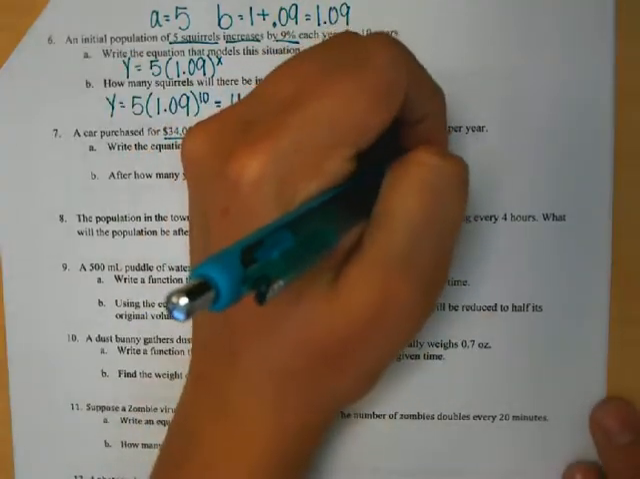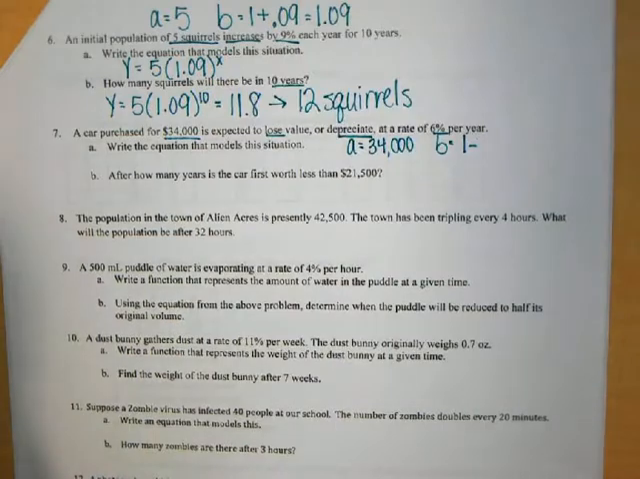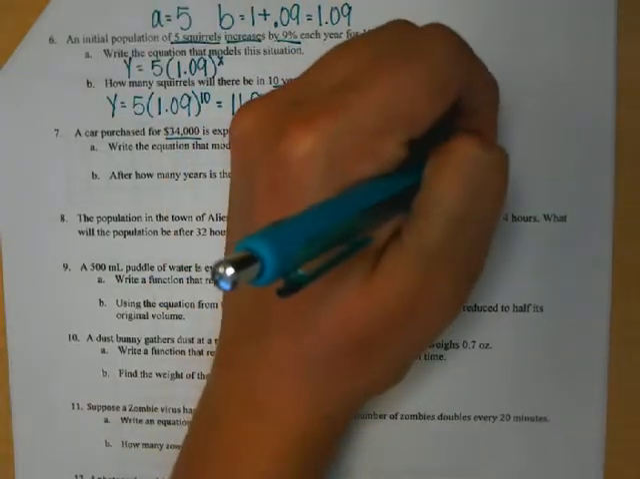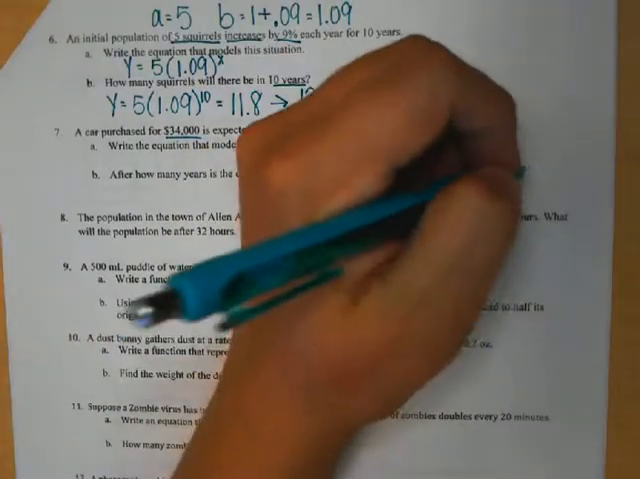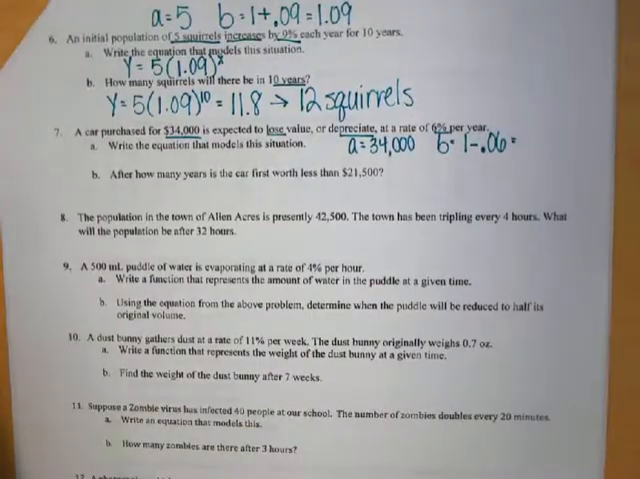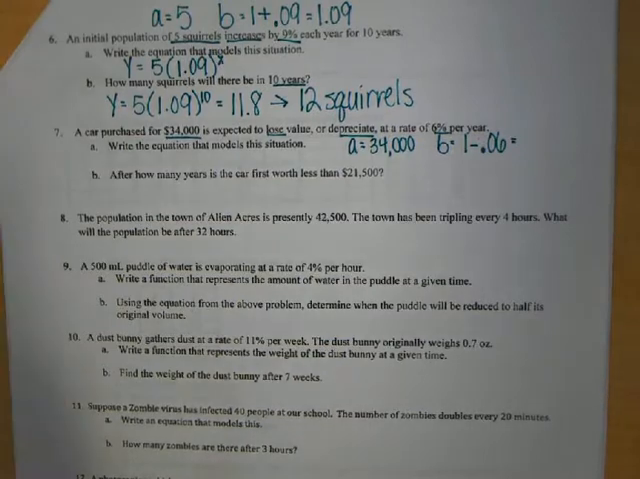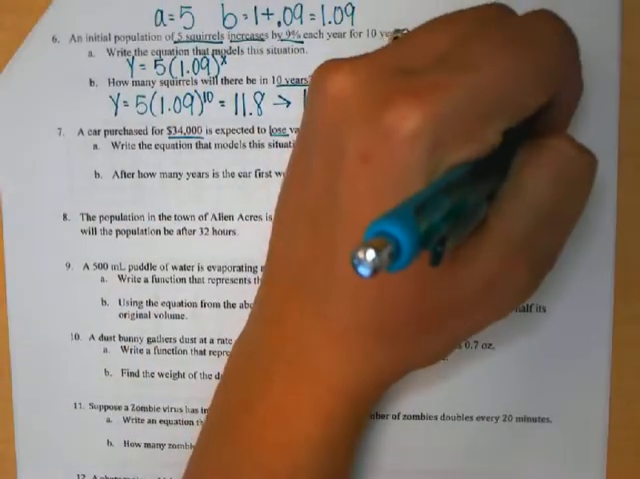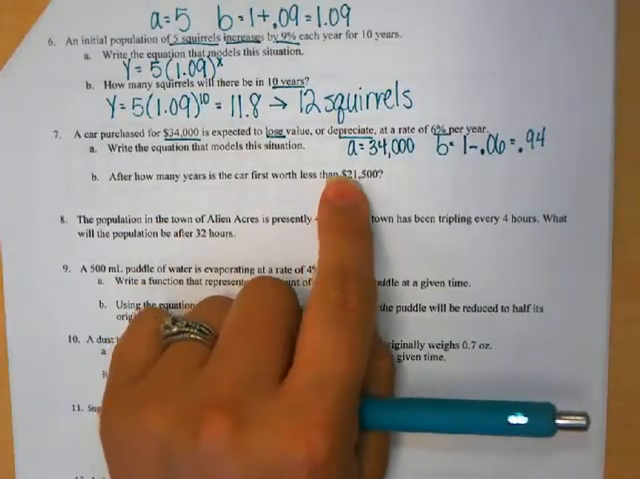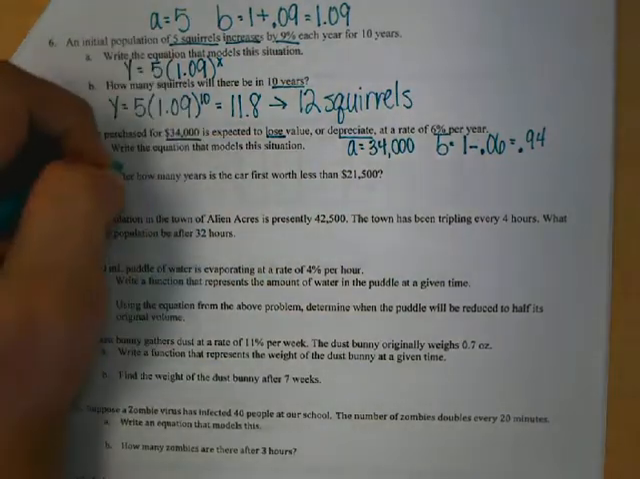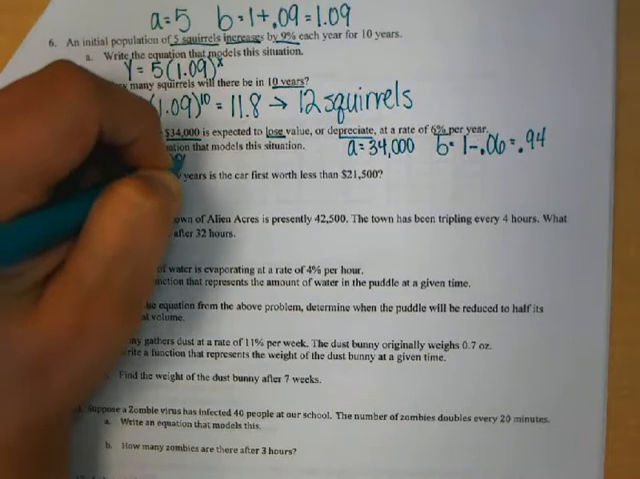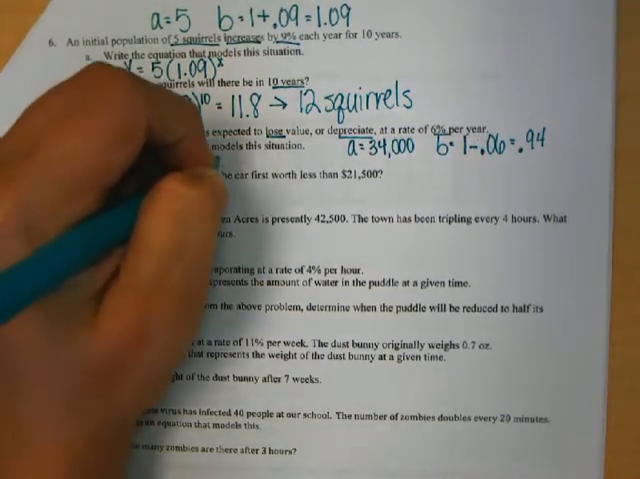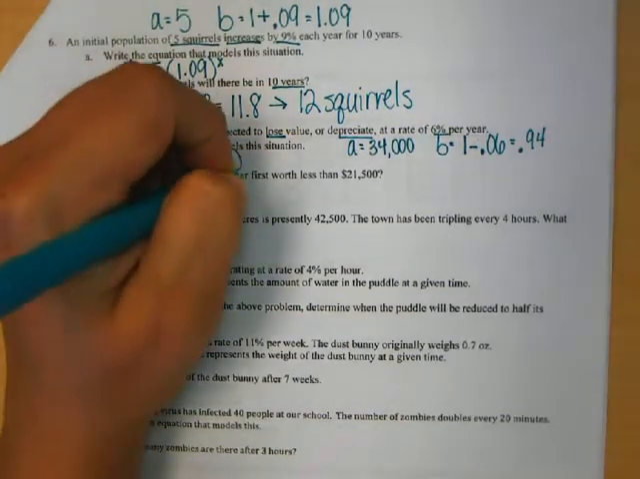B tells me that it's losing value. So I'm going to have to subtract, and I'm going to have to subtract that 6%. So 1 minus 0.06. When I subtract those, I'm going to get 0.94. And now since I've got A and B, I can write my equation. Y equals 34,000 times 0.94 to the power of x.